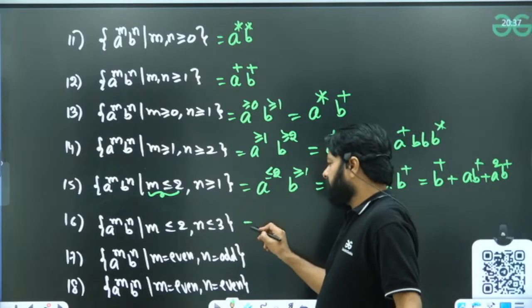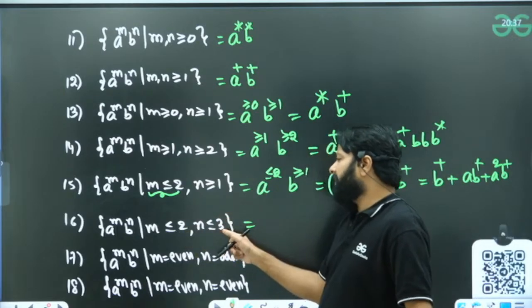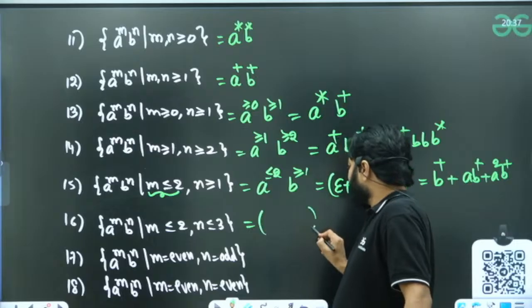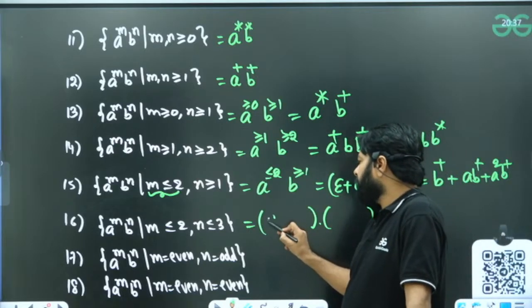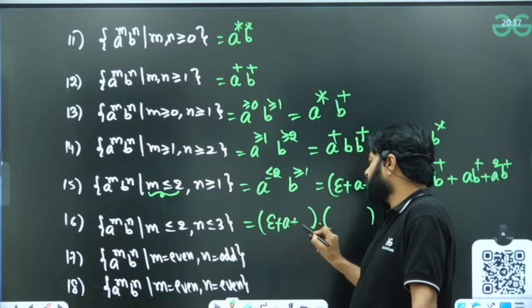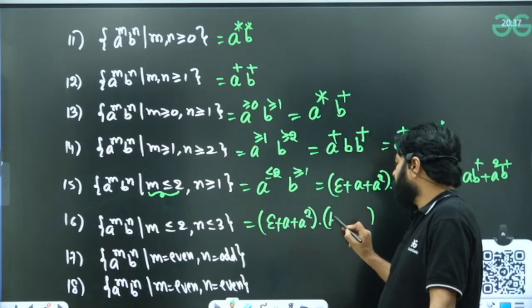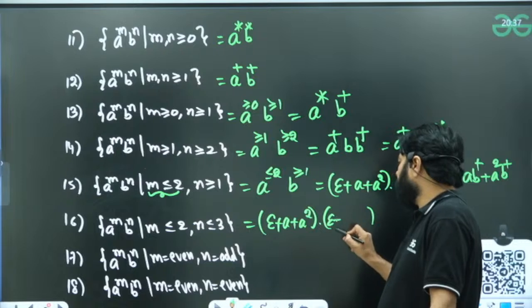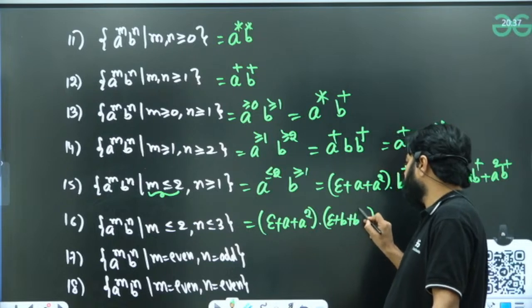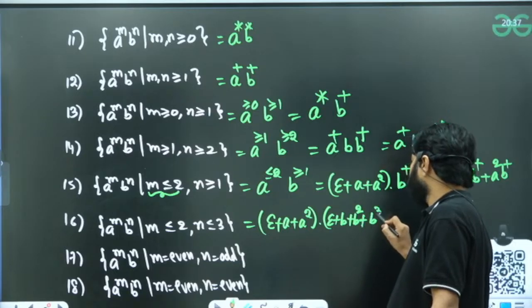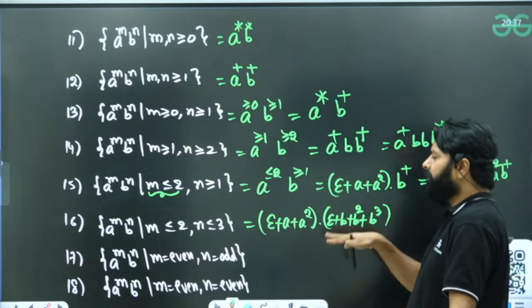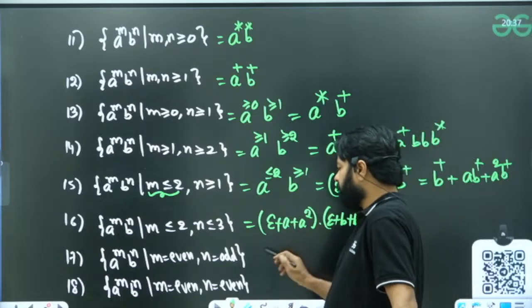Next, A is maximum 2, B is maximum 3. So A is maximum 2, dot, B is maximum 3. So how will you get maximum 2? Epsilon, A, A square. B is maximum 3, how will you get it? Epsilon, B power 0, B power 1, B power 2, and B power 3. So now if you want to simplify, you can do it. Otherwise you can just ignore it.